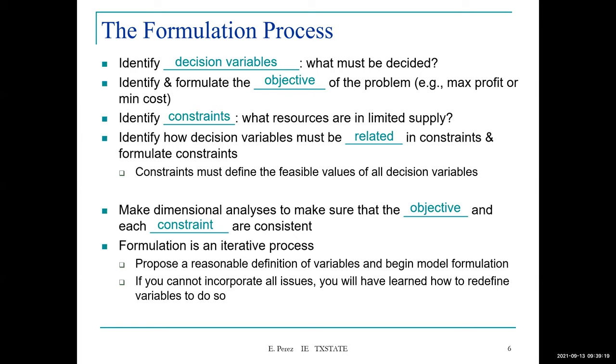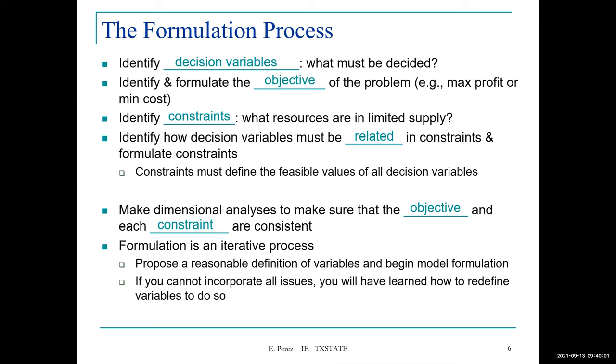Formulation is an iterative process. So you should know that you might not get the model that you need the first time that you formulate it. Meaning that you can get a formulation, you can try to solve it, and you see that the solutions that you're getting are not making much sense. That means that you need to do some modification on your model, constraints most likely, or maybe you need to find another way to define your decision variables. So this is an iterative process until you get to the model that is doing what you want it to do.